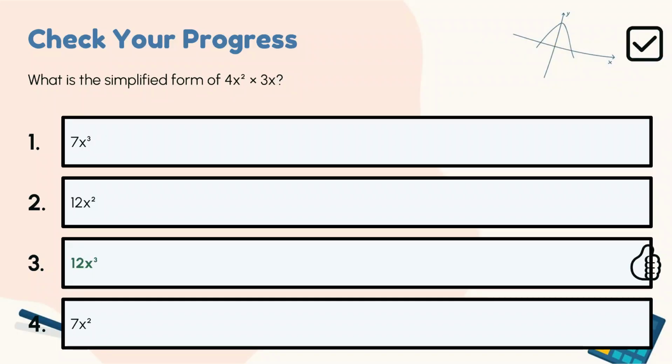The correct answer is 12x cubed. Here's why. First, multiply the coefficients. 4 times 3 equals 12. Then, combine the x terms. x squared times x means x squared times x to the power of 1. So, we add the powers. 2 plus 1 equals 3. That gives us 12x cubed.